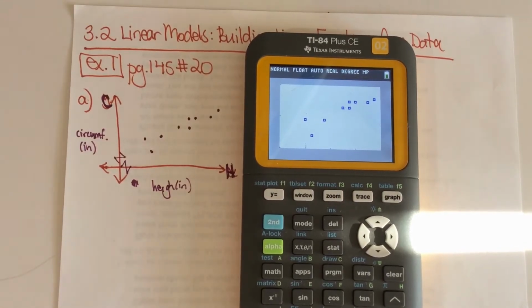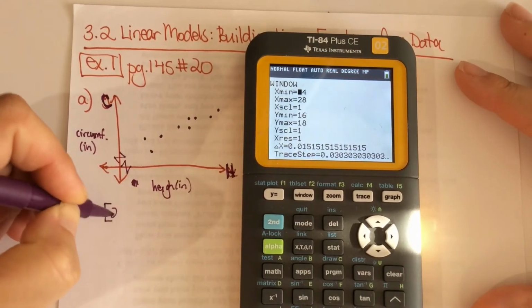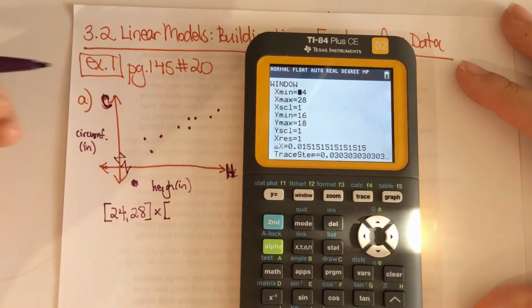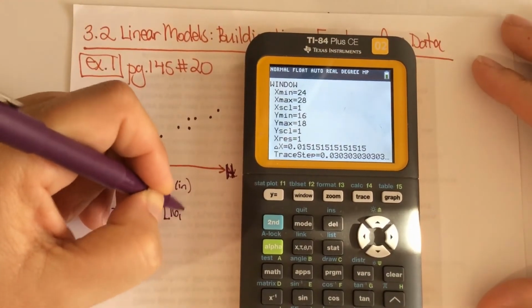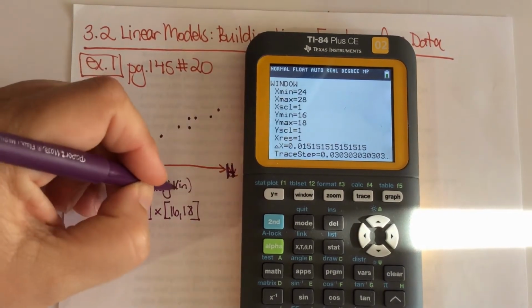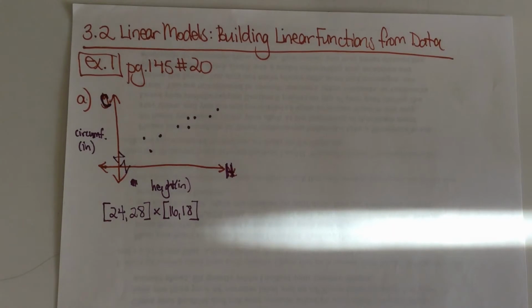Okay? I also want you to write your window. So my window in the x direction goes from 24 to 28. And my window in the y direction goes from 16 to 18. Okay? Oops, I forgot my t. Height. Okay, let's see if we can move through the rest of the parts more quickly.